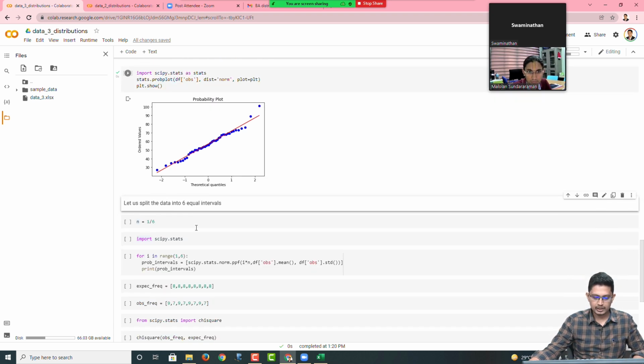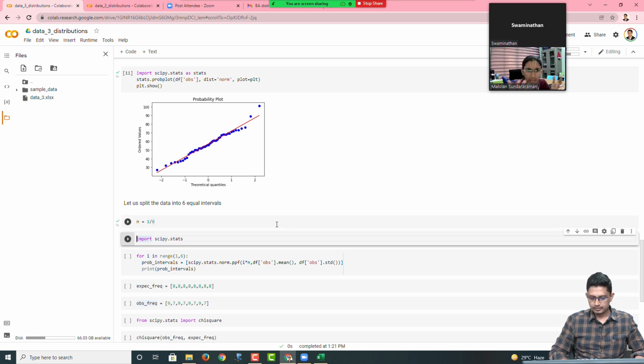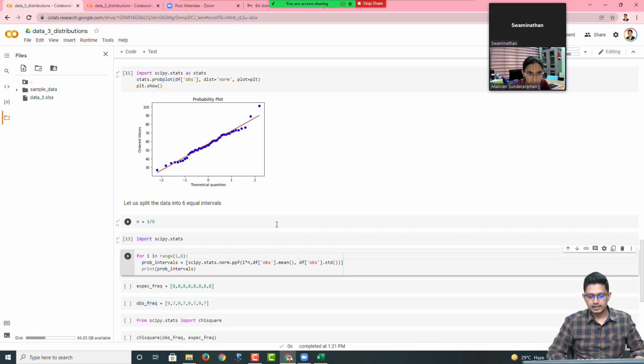Therefore, I'm using n as 1 by 6. And you can use any number. You can divide it by 7, 8, 9, whatever. And accordingly, in future, we'll tell you how to change the code. For now, we are doing 6. So another usual formality, import scipy.stats.